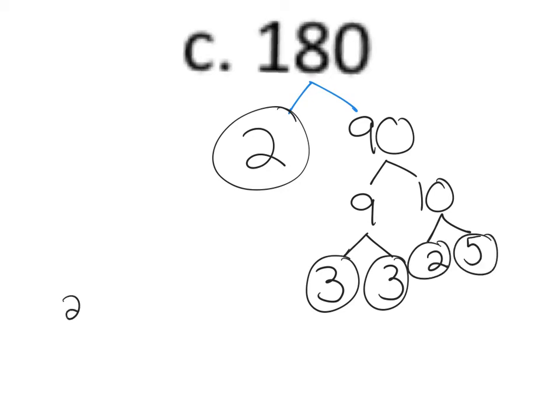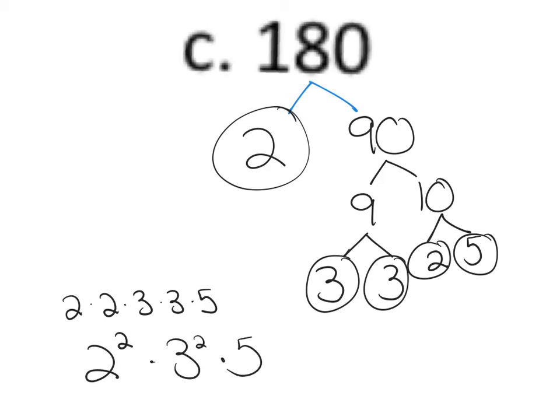And so then we have 2 times 2 times 3 times 3 times 5, which can be simplified to 2 to the second power times 3 to the second power times 5.